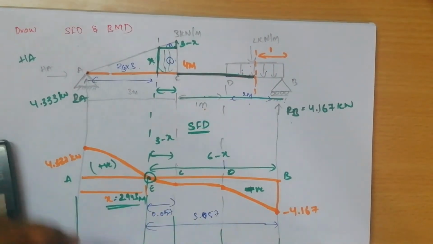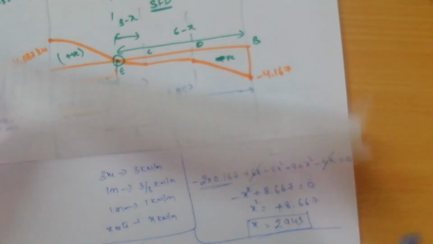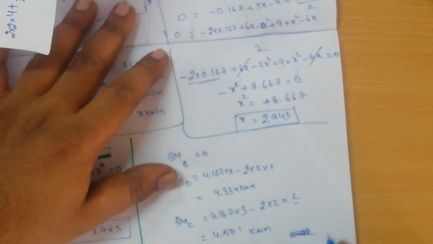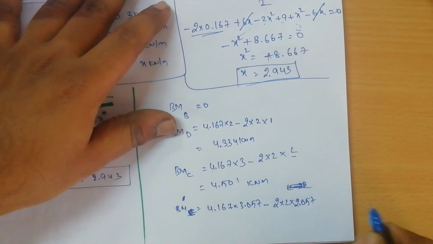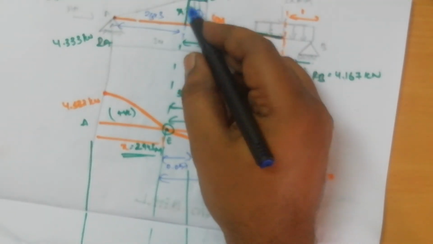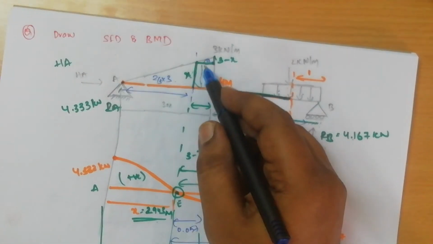So 3 plus 0.57. Sorry, 2 plus 0.57. So here, see here, 2 we have already calculated till C point. So 2.057. Okay. Next, because of this UDL and UVL you have to take. Now let us take because of that UDL and UVL.